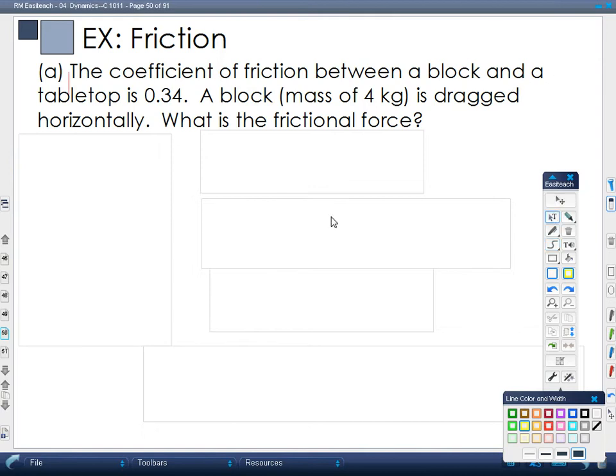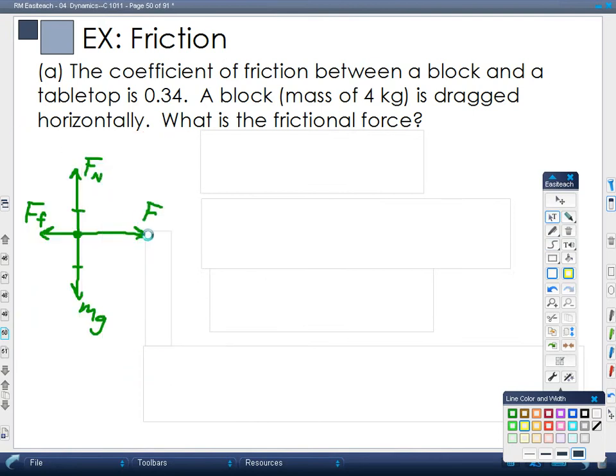As usual, first thing, draw a picture. Draw a force diagram to be more specific. We've got a normal force and a weight, which I just labeled mg because you should get used to the idea that weight is mg, because force weight is equal to mg.